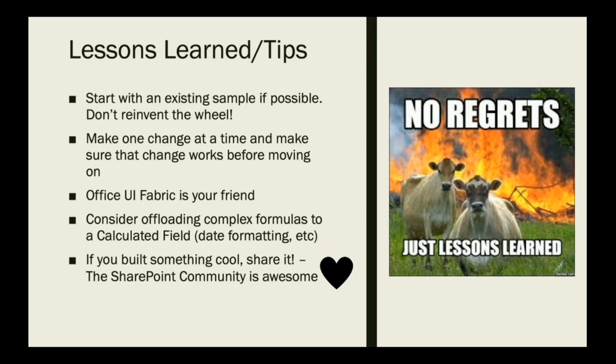Another lesson learned, a tip, is make one change at a time and make sure that change works before moving on. So back in that planner task card example, I knew that I wanted to add those icons. So maybe I'd go into the sample, add the if statement for those icons, make sure it works before I try to drastically change the styling or where stuff is structured within the JSON object. So that'll save you a lot of headaches if you just make one change at a time and test it.